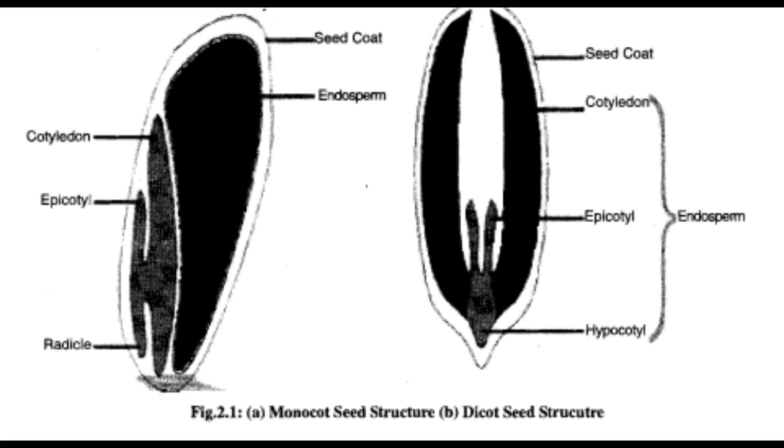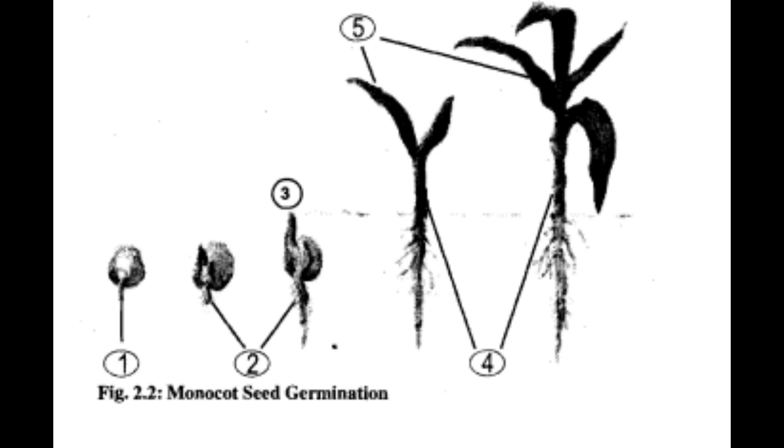When it germinates, the radicle and plumule emerge out. The radicle is the embryonic root. The plumule is the embryonic shoot. The embryonic stem above the point of attachment of the cotyledons is called the epicotyl. The embryonic stem below it is the hypocotyl. The seed structure is shown below.